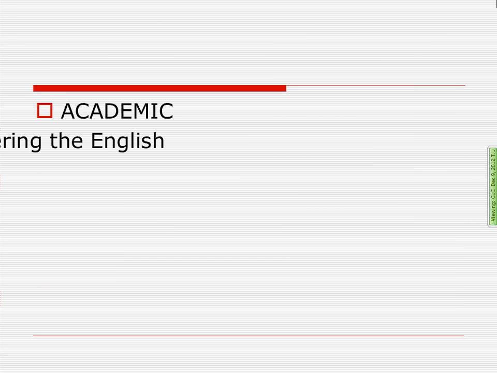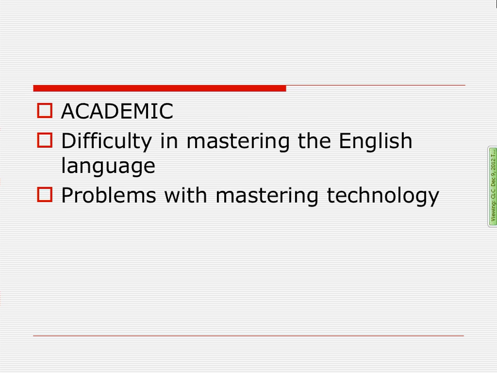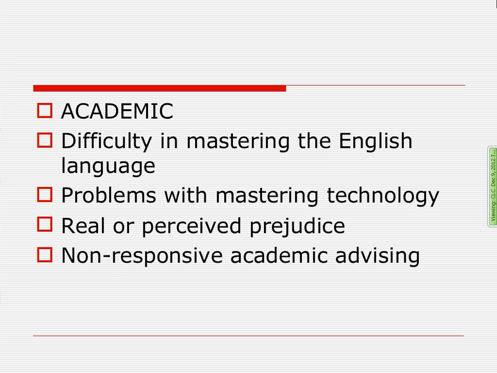Academic problems, of course, include difficulty in mastering the English language, problems with mastering technology, particularly if you're dealing with students in a community college that might be older. A lot of our students here now, after we switched from having an associate degree to a bachelor's program, are your typical young students, and many of them do not have any problems mastering technology, but the older students might have some. And then there's real or perceived prejudice and non-responsive academic advising.